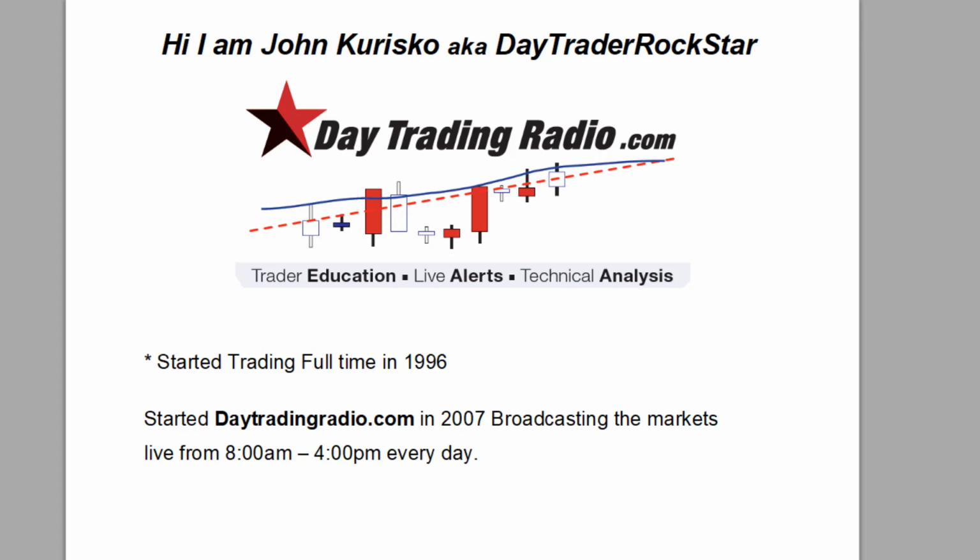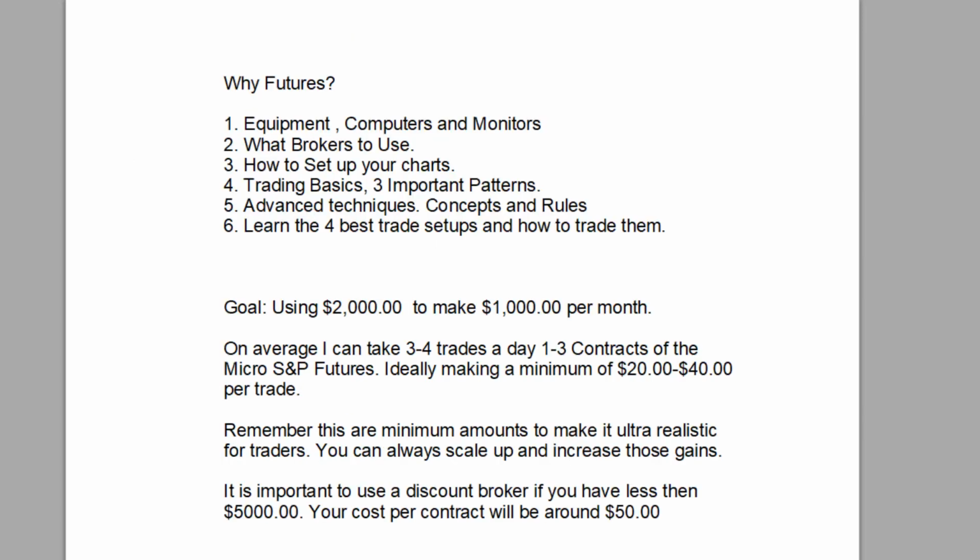All right, so again, just an introductory phase. In the webinar, we went over the different brokers to use, how to set up your charts, 3 basic patterns, some advanced techniques and concepts and rules, the 4 best trade setups. And the goal here is using a very small account, an account between $2,000 and $3,000, and making up to $1,000 per month on that. Now, the goal here is making $20 to $40 per trade, 3 to 4 trades a day. You could even say your goal is to make $100 a day trading this style.